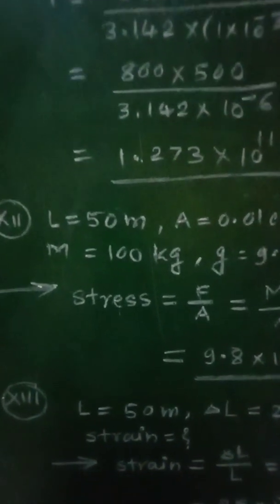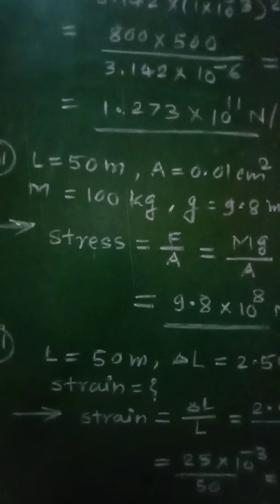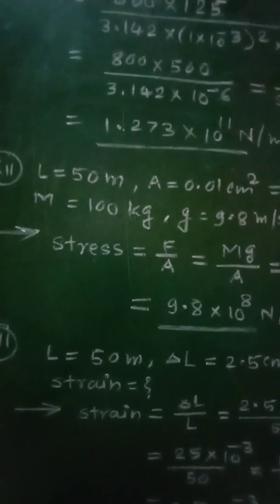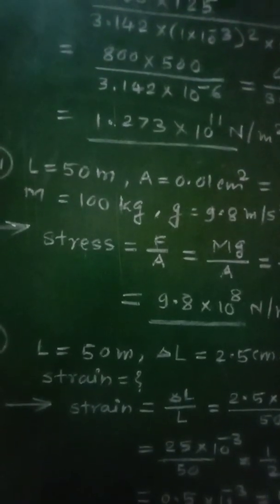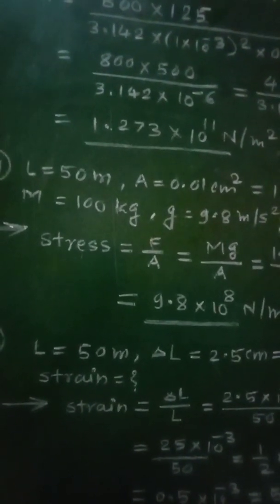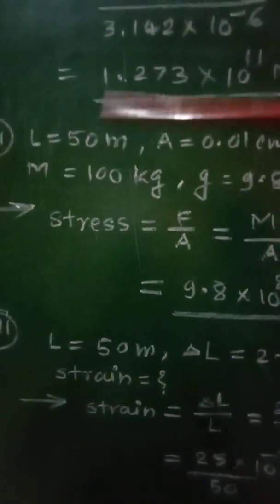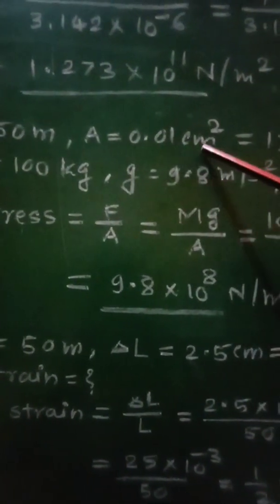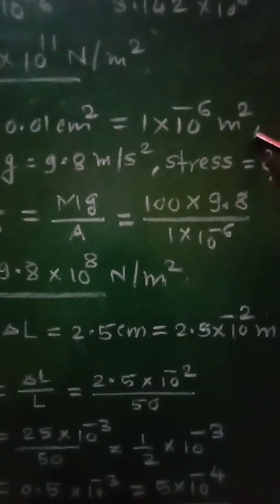Then we will go for next numerical, that is numerical number 12, which is given as: what is the stress in a wire which is 50 meter long and 0.01 centimeter square in cross section if the wire bears a load of 100 kilogram. And therefore for this numerical, given data is L is equal to 50 meter, then A is equal to 0.01 centimeter square, which will be written as 1 into 10 raised to minus 6 meter square.